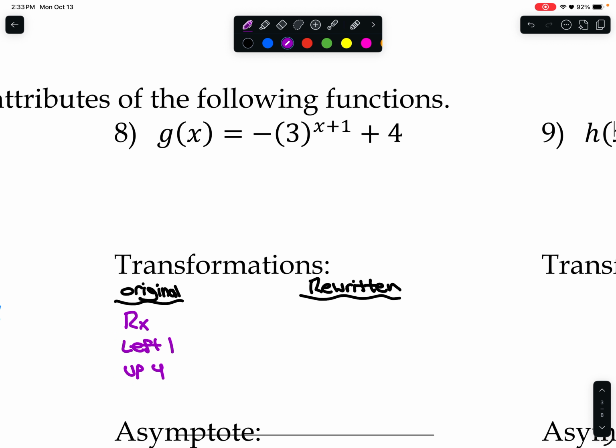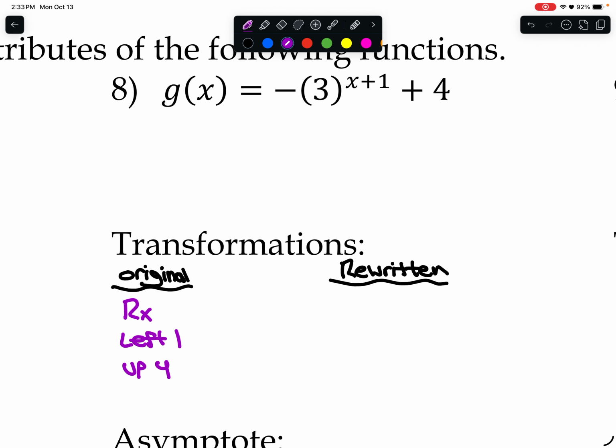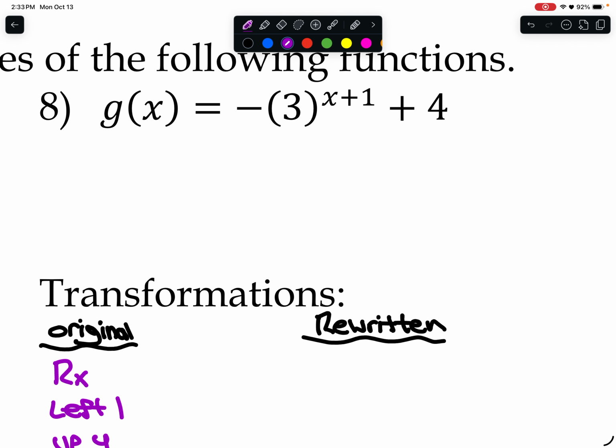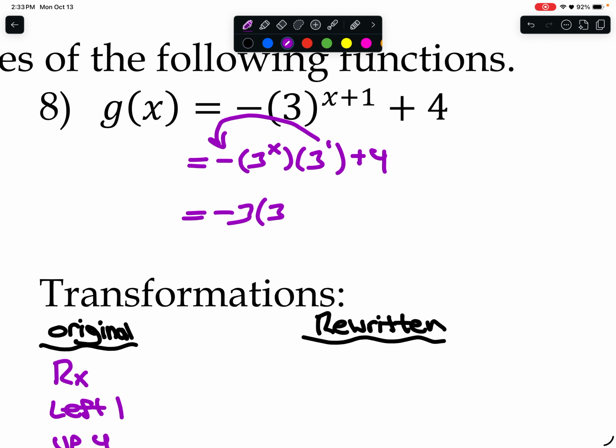So now I want to rewrite it and see what those translations are going to translate to in terms of vertical dilations. More specifically, I want to see what the horizontal translation will translate to in terms of a dilation. So when I rewrite, I'm going to have negative parentheses 3 raised to the x, and then 3 raised to the first, then plus 4. 3 to the first power is just 3, so I'm going to move this 3 over here to the front. So this is negative 3 parentheses 3 raised to the x plus 4.